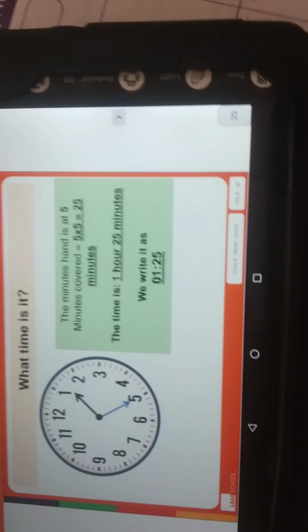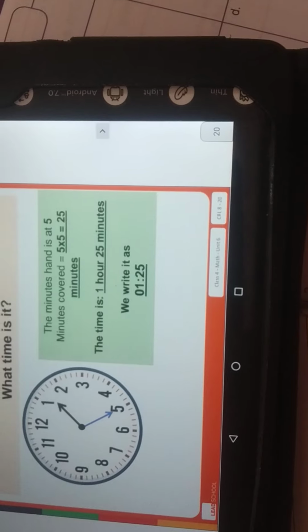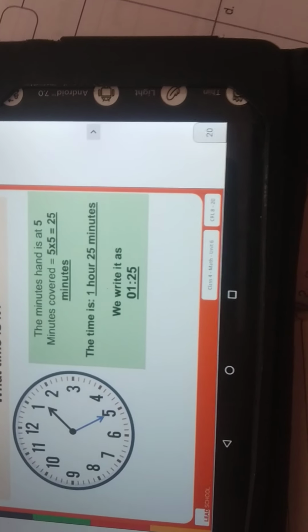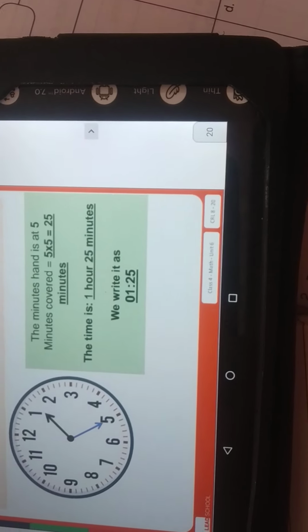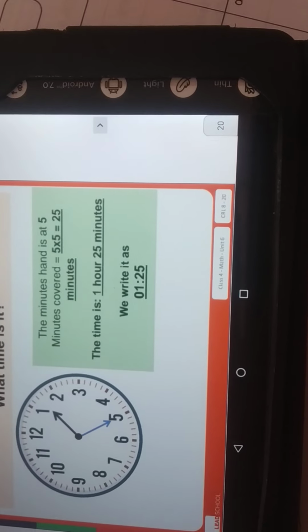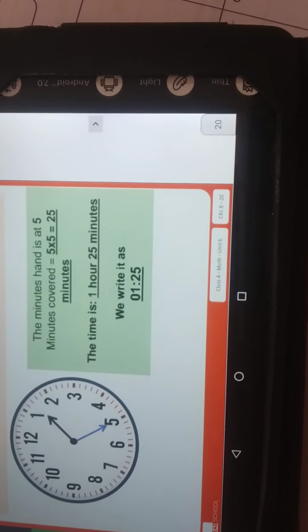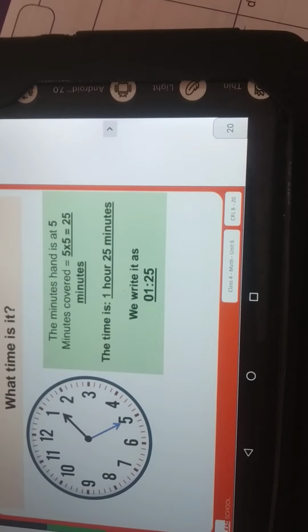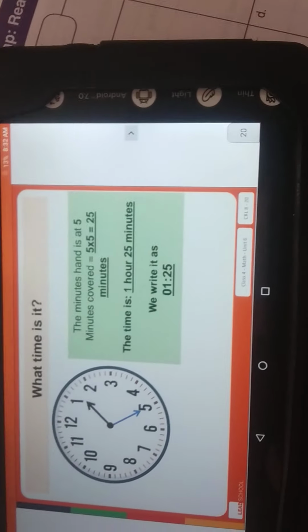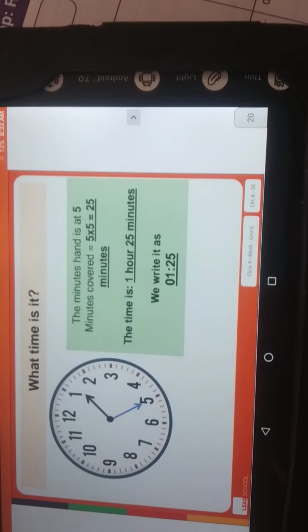Check it out. The minutes hand is at 5. Minutes cover 5 into 5 is equal to 25. The time is 1 hour and 25 minutes. We write 1:25. Got it everyone? So how to read the time? So let's practice it.